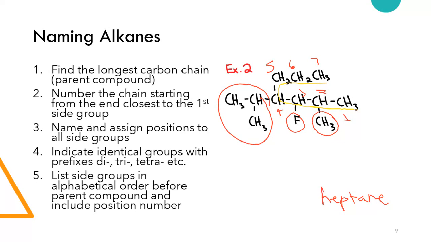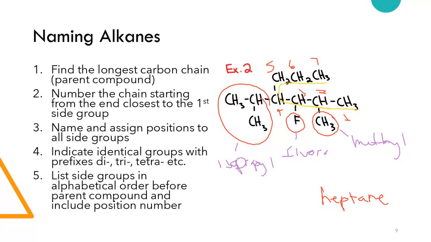So now we're going to name and assign positions to all our side groups. So this one right here, we know that's methyl, right? And it's on carbon 2. Do you remember what this one's called? Right. It's on carbon 3. How about this one? There's 3 carbons. Is it N-propyl though? No, it's isopropyl, right? Because I have these 2 methyl groups here. If this was like here and it was just 3 carbons in a chain, it'd be N-propyl, right? But because this is branched, then it's isopropyl.